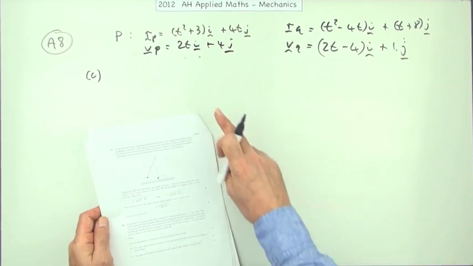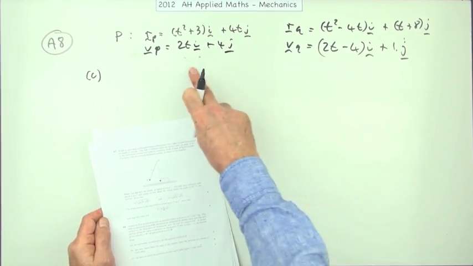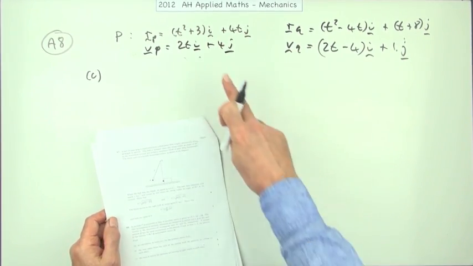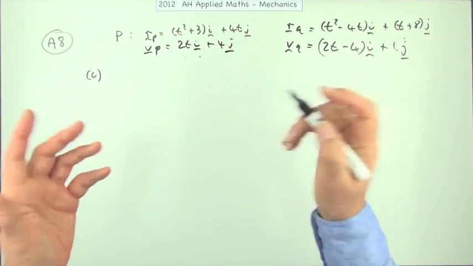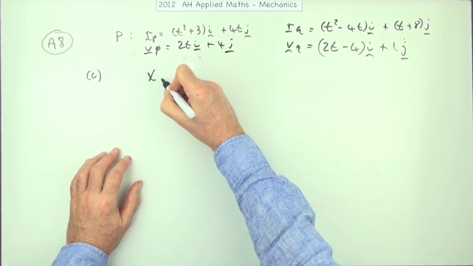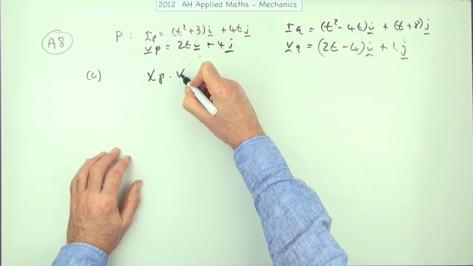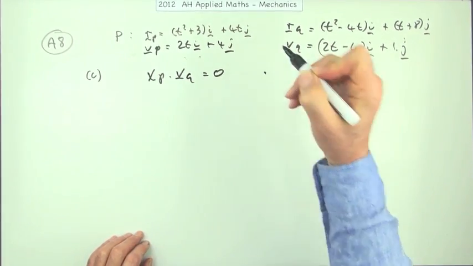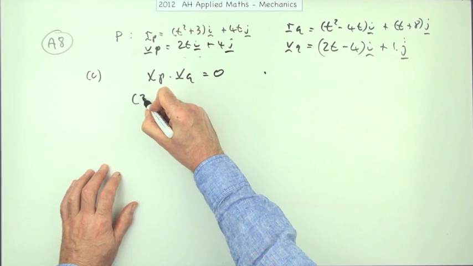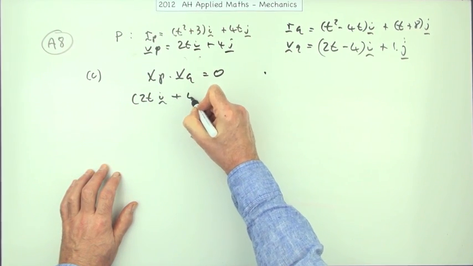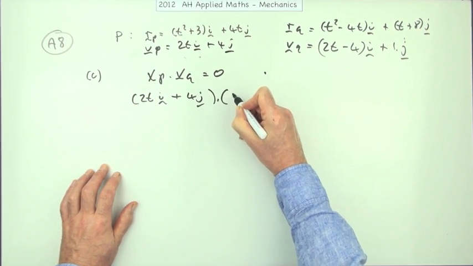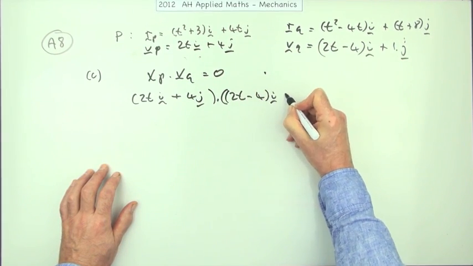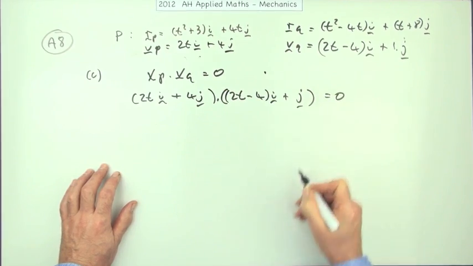When are they at right angles? There's the 2 motions, there's the 2 velocities. When are they at right angles? It's when the scalar product's 0. Right angles means that the velocity of P with the scalar product with the velocity of Q should equal 0. And that gives you a mark. So that would be 2ti plus 4j dot 2t minus 4 I plus j should equal 0.